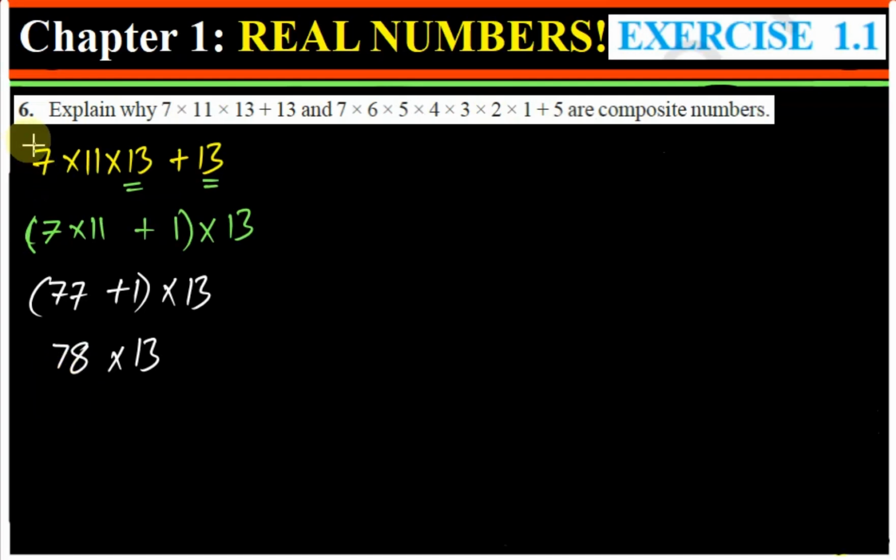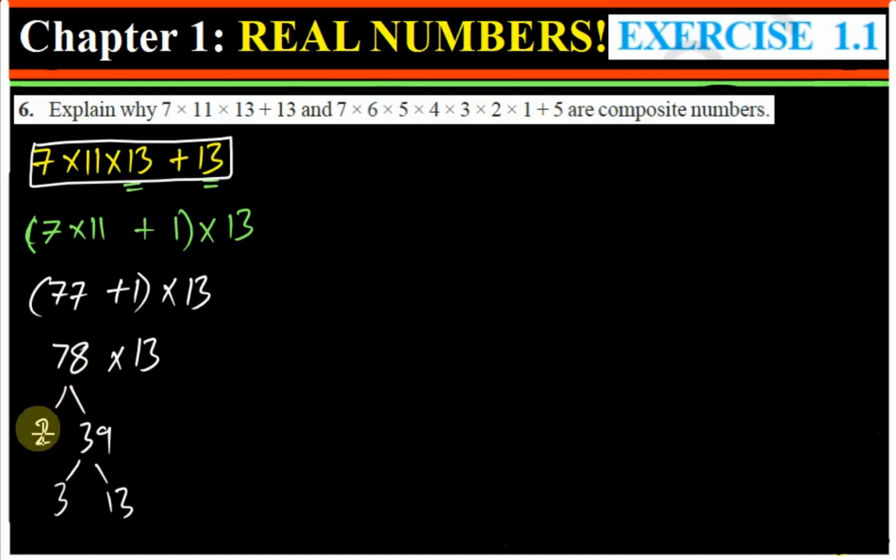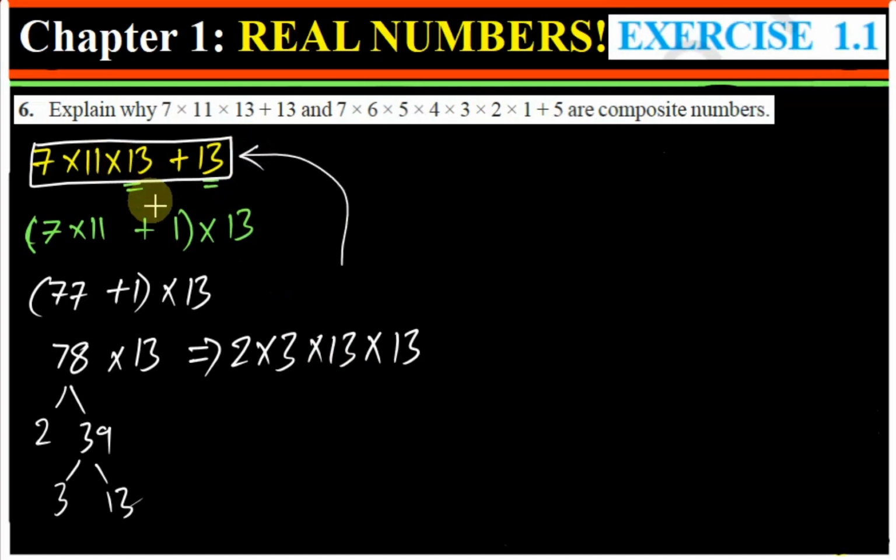So we can see this whole number has more than 2 factors. One is 13, and if I split this 78, we get 2, 3 and 13. Finally we can write 2 into 3 into 13 into 13 again. So see how many factors we have: 2 is a factor, 3 is a factor, 13 is a factor of this number. Therefore this is a composite number, not a prime number.